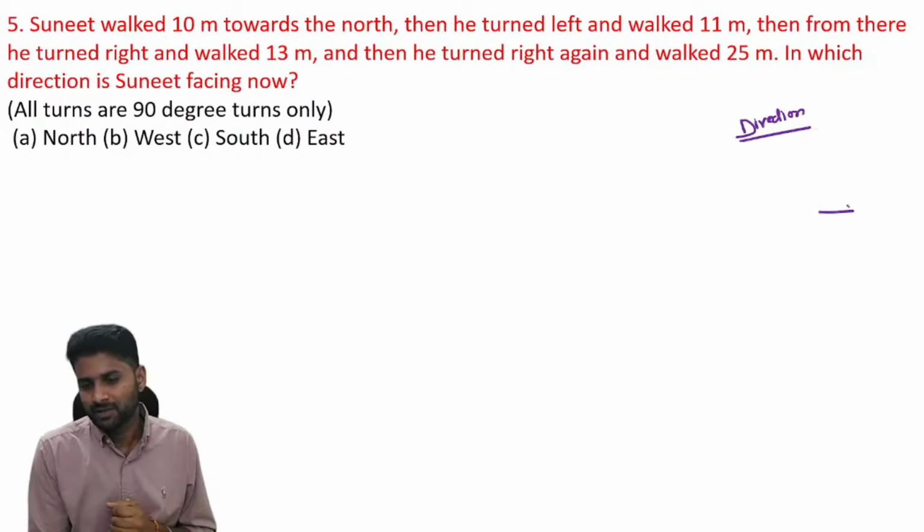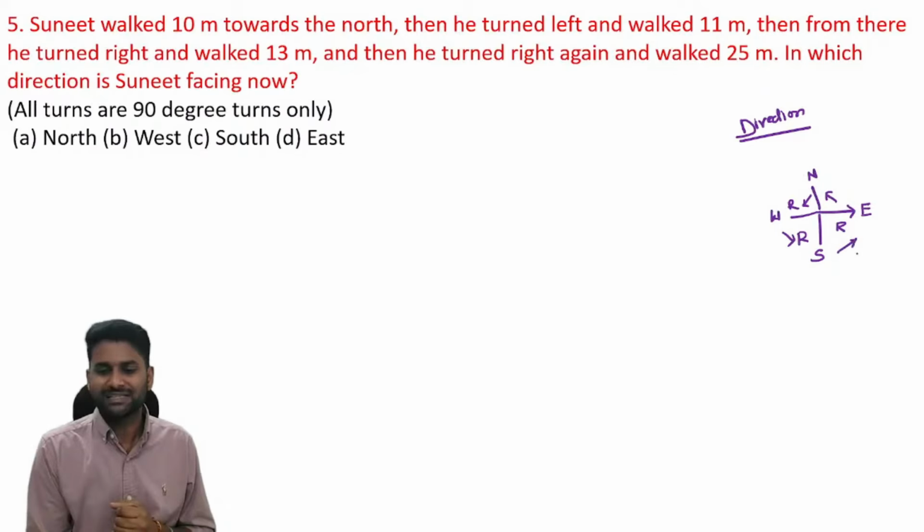See, remember that your right hand is always east. If you go through that, right of east is south, right of south is west, right of west is north. If you go through that, east left side is north, north left side is west, west left side is south, south left side is east.